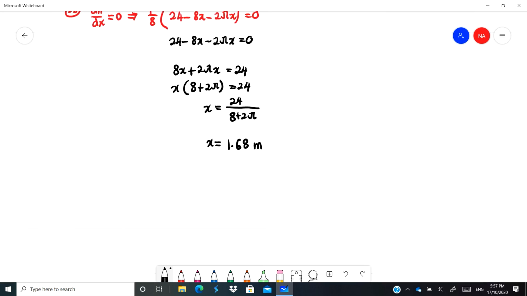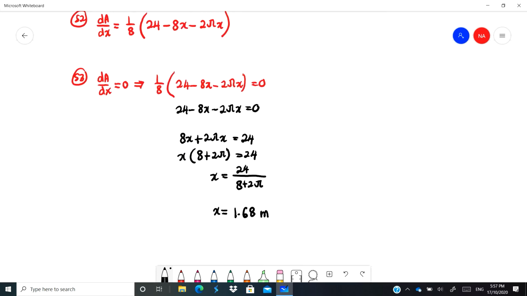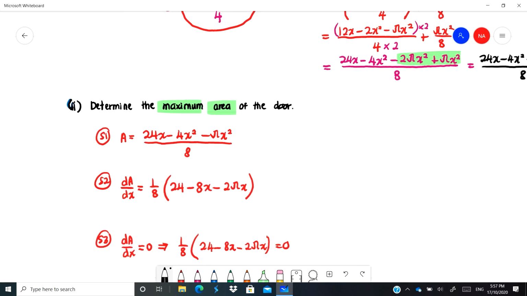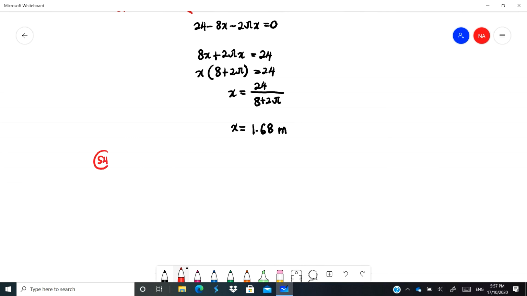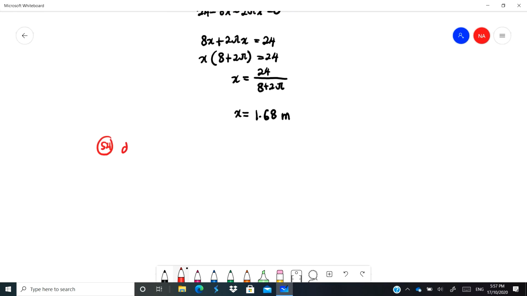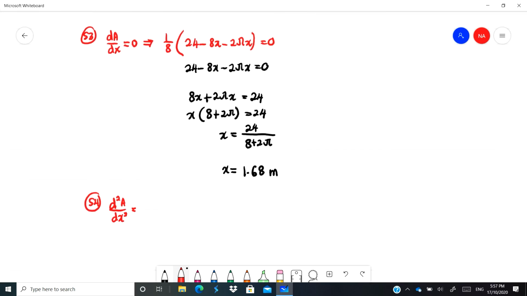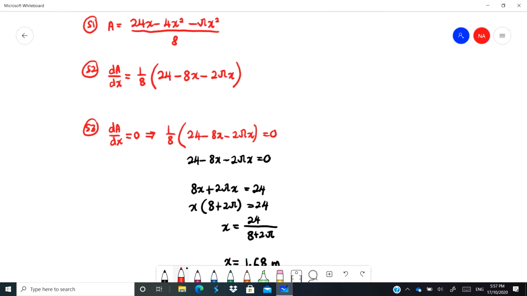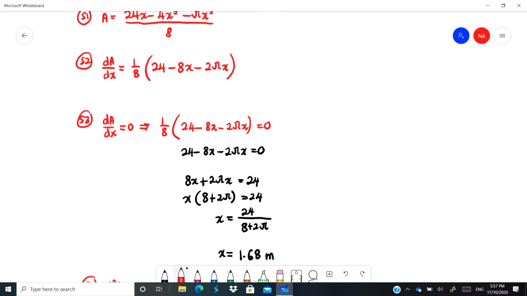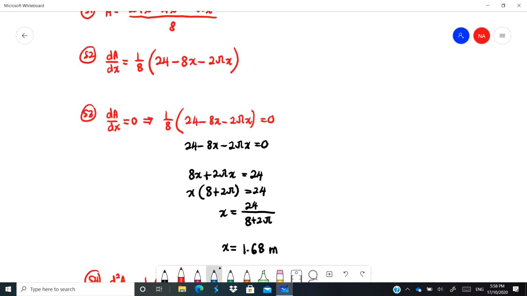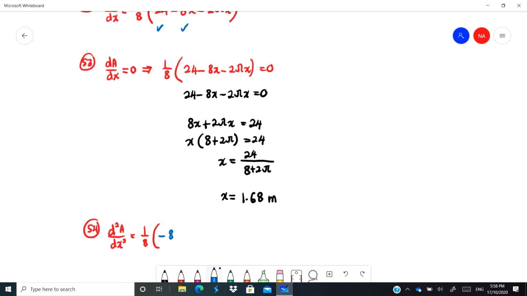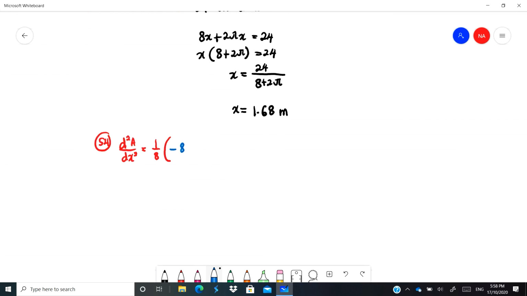Next we're going to check, is it really going to maximize the area? To do that, we have to do the second derivative test. So we go to step number 4. Always in step number 4, we have to find the second derivative, in this case d squared A over dx squared. Meaning we're going to differentiate dA over dx one more time. So 1 over 8, put it in front here. 24 will be differentiated, this becomes 0, and the next one becomes negative 8, and then negative 2 pi.